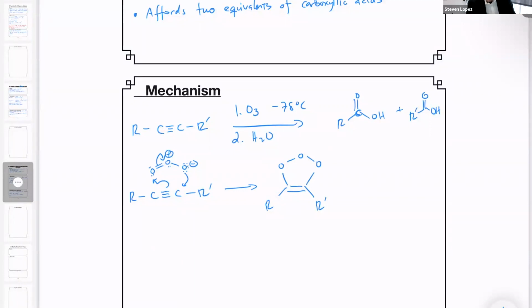Now, in this case, as opposed to the alkene reaction, we now have a double bond at the bottom of this molecule that I've bolded. This also means that this ozonide stays intact and doesn't break apart into two different species.